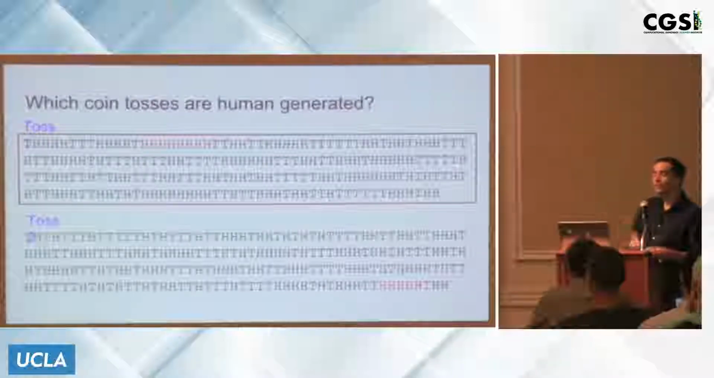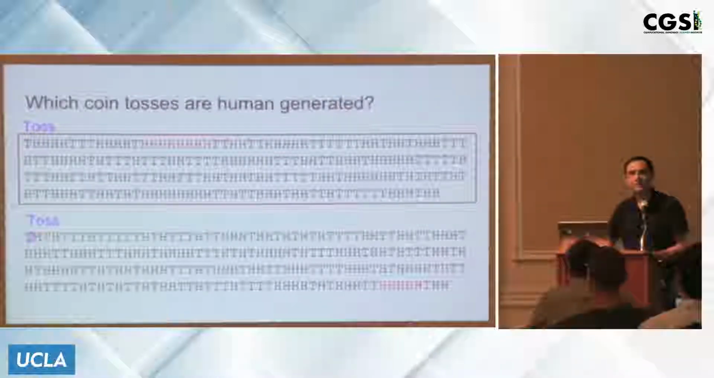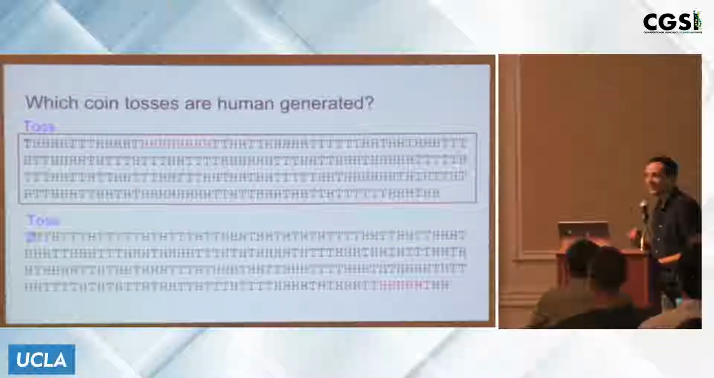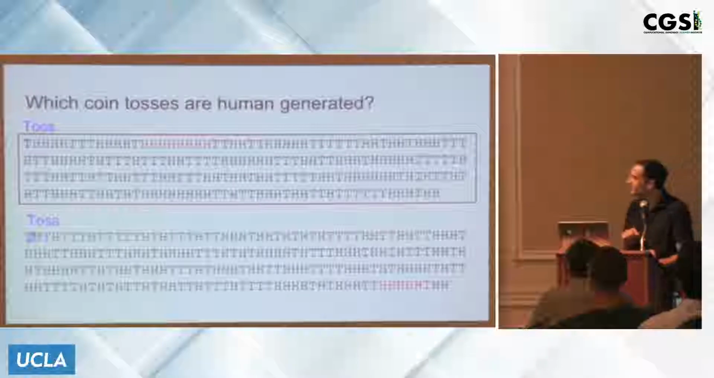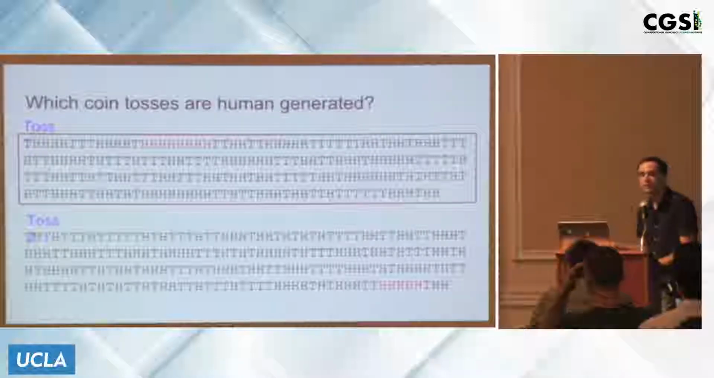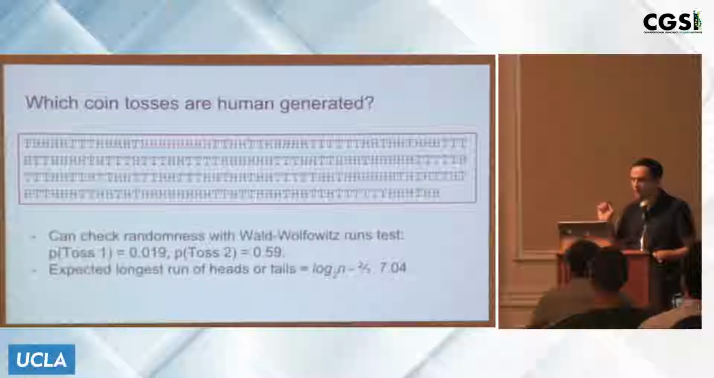Unfortunately, the first time that I did this, I had to find a mechanical engineer to generate the set of coin tosses. And he didn't generate the long series of heads and tails. So the first toss has 8 heads in a row, and the second one has 5. And it turns out that you can check this.